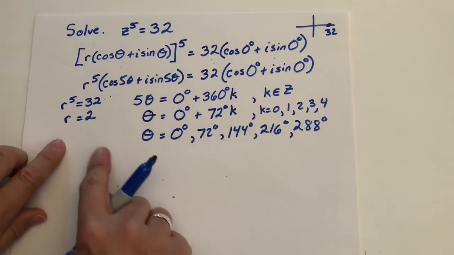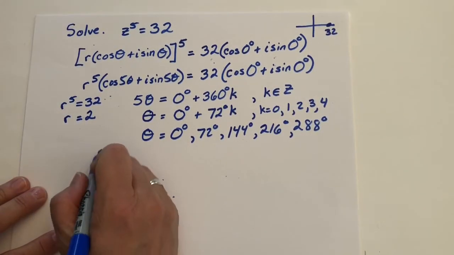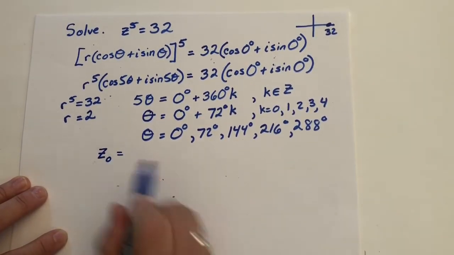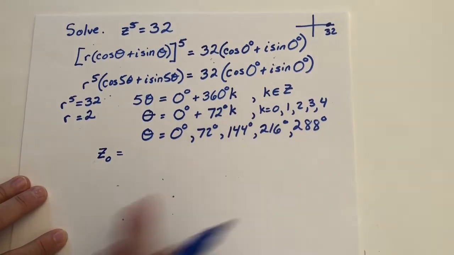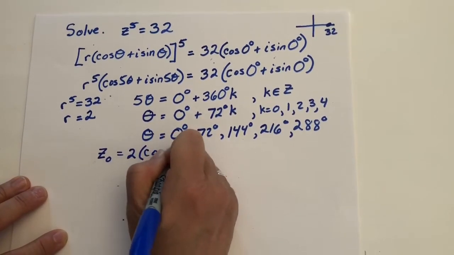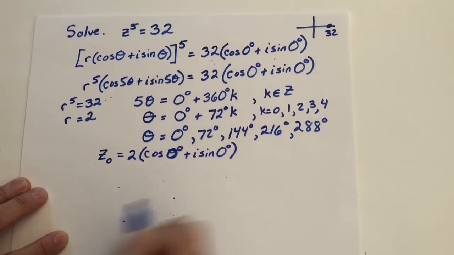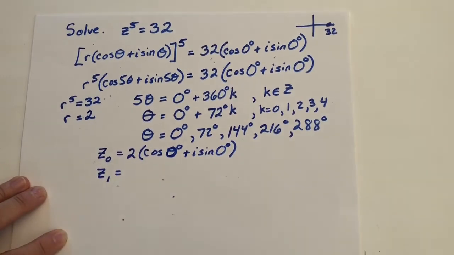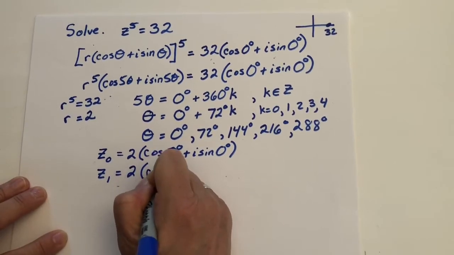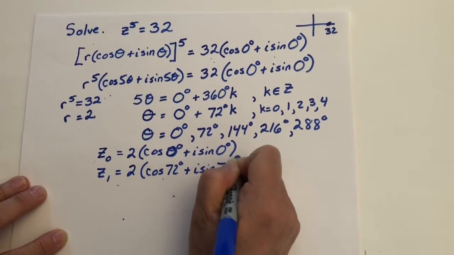So our roots, or the solutions to this equation, can be represented this way. We also often use z sub 0 or z naught, saying we're substituting in that 0. So here is our first root: 2 times the cosine of 0 degrees, whoops, that's a 0, plus i sine 0 degrees. The second root is what we get when we substitute in k equals 1. That gave us our 72 degrees. It is 2 times the cosine of 72 degrees plus i sine 72 degrees. And continue.